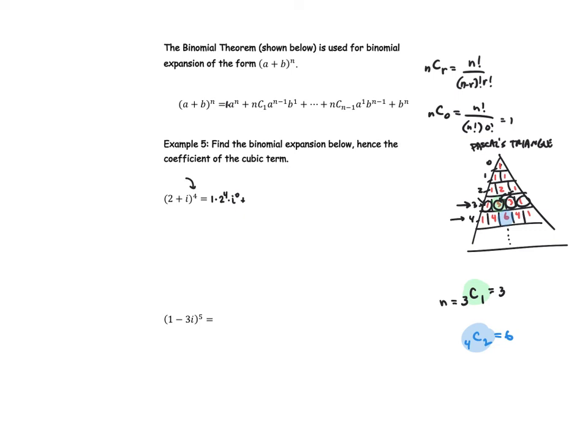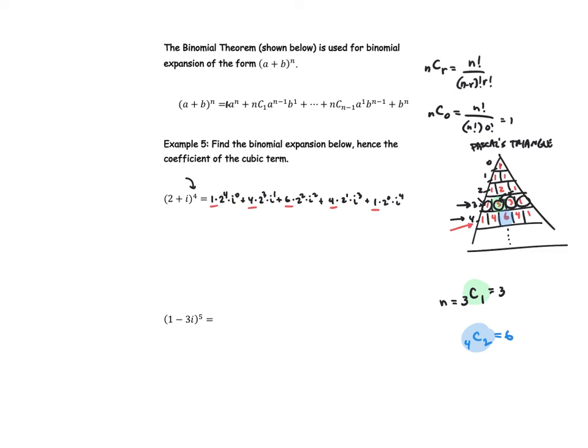So my next coefficient will be a 4, 2 to the 3rd, i to the 1st. Oops, 1st. My next coefficient will be 6, 2 to the 2nd, i to the 2nd. Next coefficient 4, 2 to the 1st, i to the 3rd. Next coefficient 1, 2 to the 0, i to the 4th. Notice the coefficients when your power is a 4: 1, 4, 6, 4, 1.